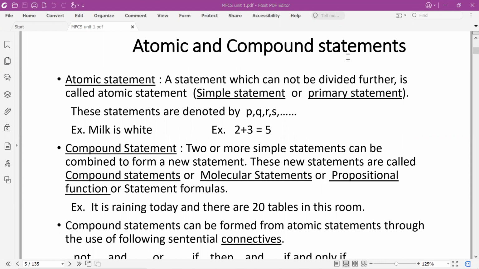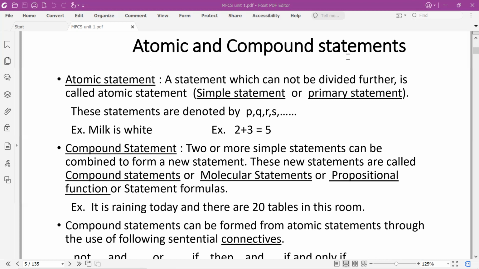Inside that, we'll see atomic and compound statements. Atomic statements: a statement which cannot be divided further. That means it cannot be divided into subparts, which is also known as a simple statement or a primary statement. Like milk is white, we cannot divide this sentence into smaller parts. So this is an example of an atomic or simple statement.